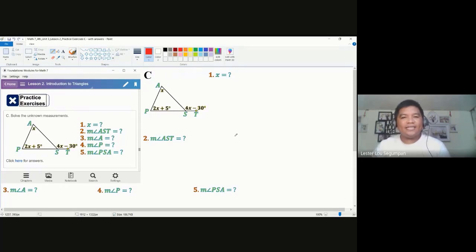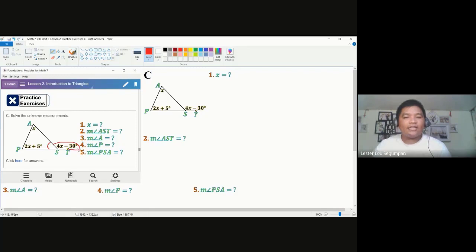Practice exercise C is concerned with solving these measurements. But if you look at our given polygon, the measurement 4x minus 30 degrees is not an interior angle. If it were an interior angle, we could use the triangle angle sum theorem and add all three angles, and they must sum up to 180 degrees. But for this practice exercise, the measurement 4x minus 30 degrees is found outside.